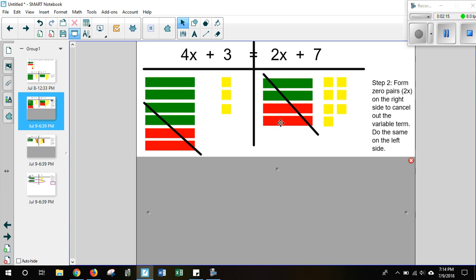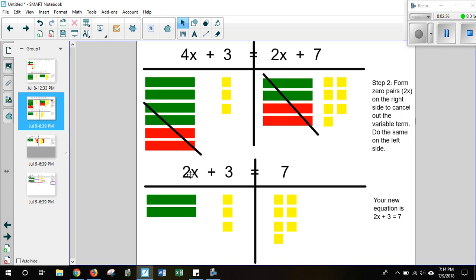So since I added 2 red rectangular tiles to the right side of my equation, I must add 2 red rectangular tiles to the left side of my equation. That cancels out these 2 green tiles because it forms a zero pair. I am left with these 2 green tiles right up here.